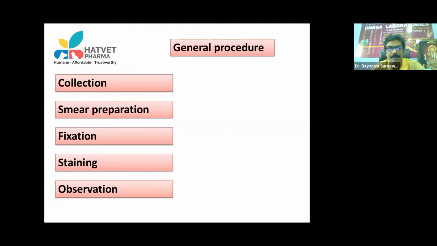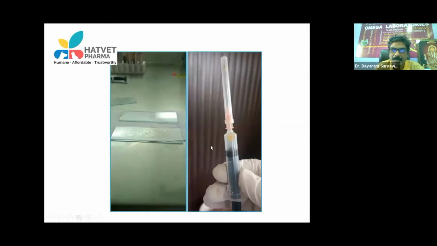Now, the general procedure of cytology includes first the collection of the sample, then preparation of smears, fixation of smears, staining with a suitable stain, and observation. Here you can see the collection of material. Once the needle is inserted in the particular organ, you may get very few drops, or sometimes you may get the content only in the shaft of the syringe or the needle. Then you have to prepare the smear accordingly.